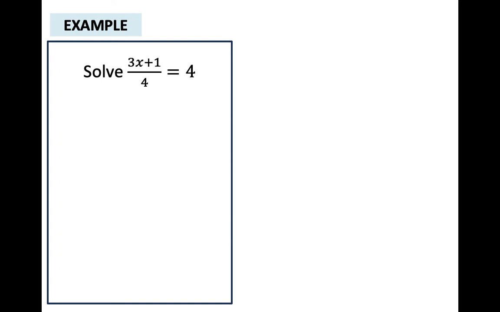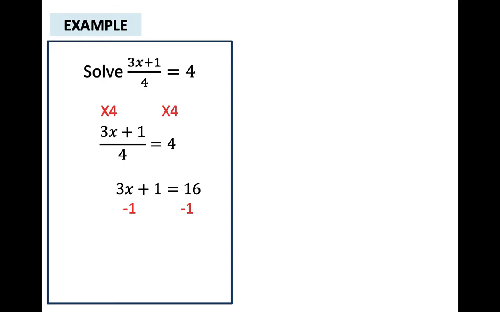So, the first thing we need to get rid of is the denominator, which is a 4. The opposite of divide by 4 is times by 4. So let's times both sides by 4. We get the following. 3x plus 1 equals 16. And you can already see I preempted the next move.